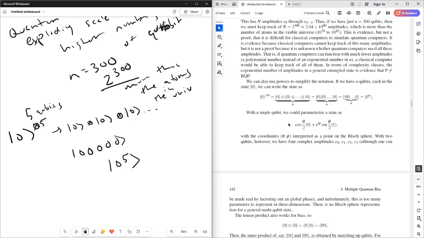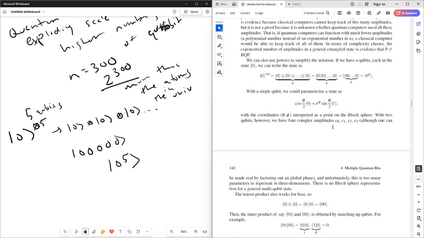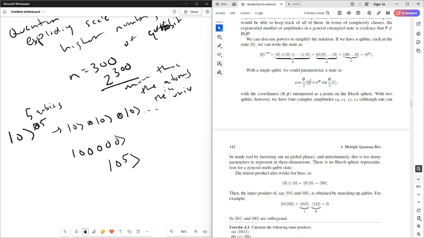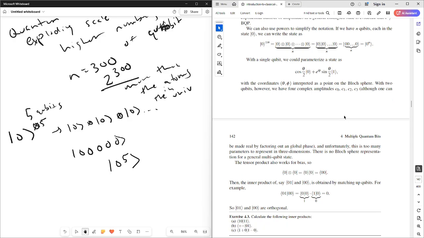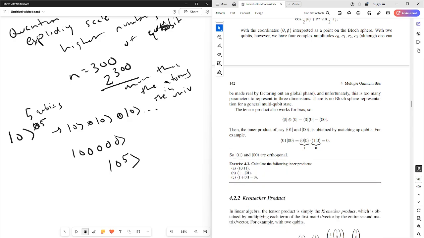This is something we discussed yesterday, but parameterizing this into polar form, Cartesian, so that we can take a single qubit and plot it on the surface of the Bloch sphere. With a single qubit, we can take theta and rho, apply that, and plot that on the Bloch sphere.